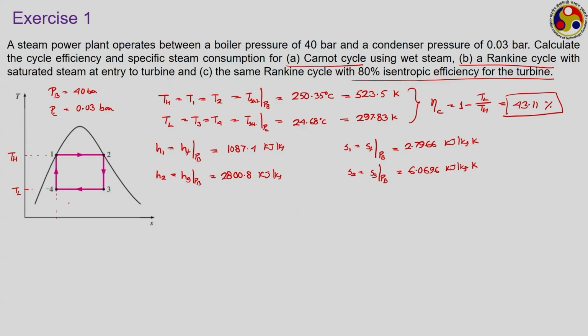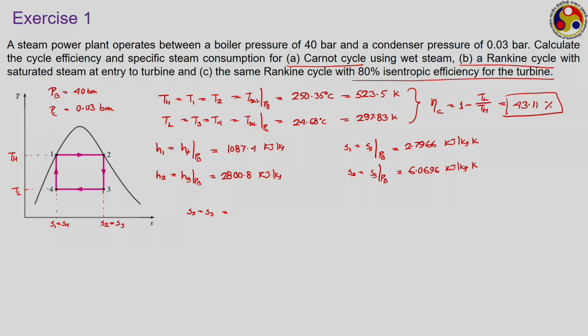If we extend these vertical lines, then this is your S2, which should be equal to S3, and this is S1, which should be equal to S4, because 2 to 3 and 4 to 1 are isentropic processes. This information will allow us to locate points 3 and 4. We know their pressure or temperature, and now we know their entropies also. Then let us try to calculate S3. S2 is equal to S3.